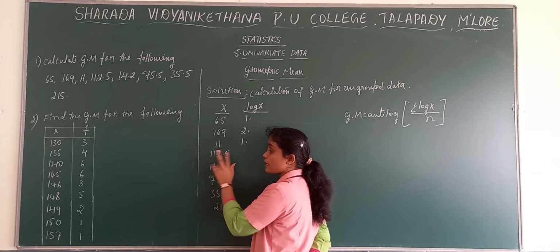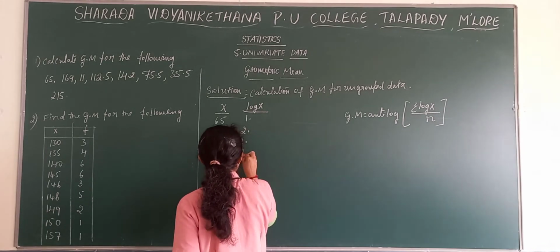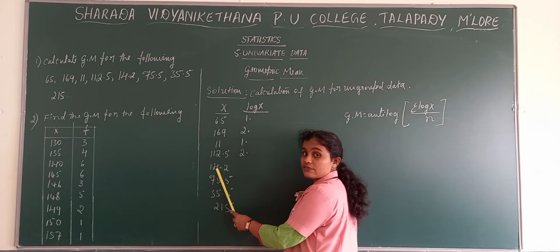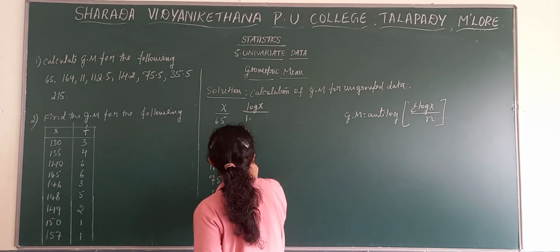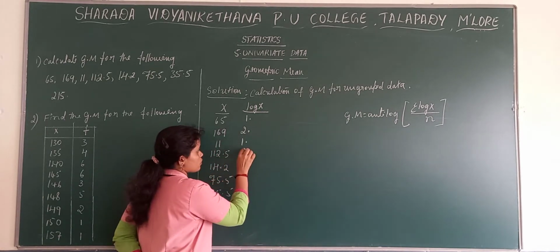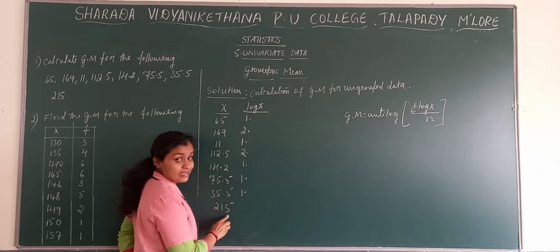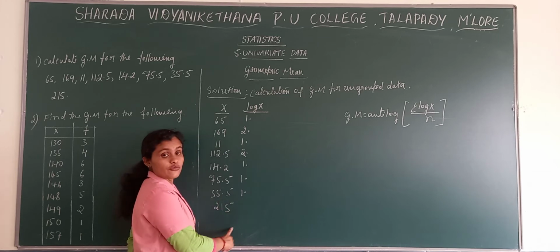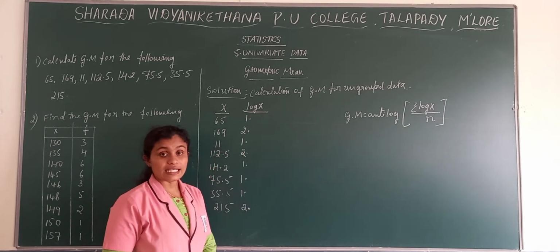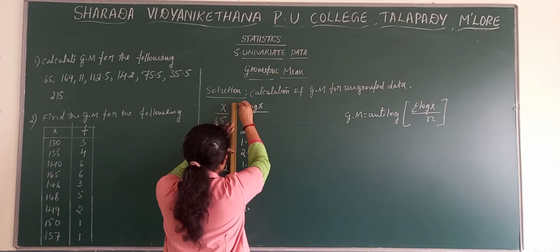How many digits before decimal? 3 digits. From that, minus 1, 2 point. Here also 2 digits, only these we are considering. Minus 1, 1 point. Again 2 digits, 1 point. 3 digits, here decimal is not there, so it's a complete figure. 3 digits, minus 1, 2 point. So we have written the characteristics. Now we need to write the mantissa part of log.